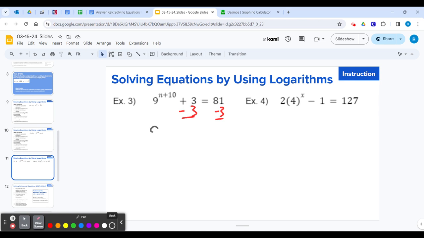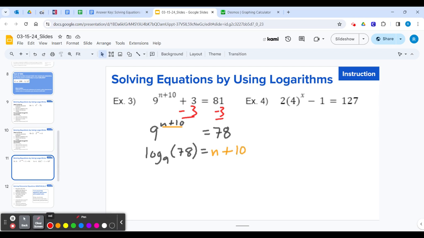So if we do that, we get 9 to the n plus 10 equals 81 minus 3 is 78. Now, since I have my exponential form isolated, I can rewrite as a log. So I go log base 9 of 78 equals, and it's going to be the entire exponent here, n plus 10.